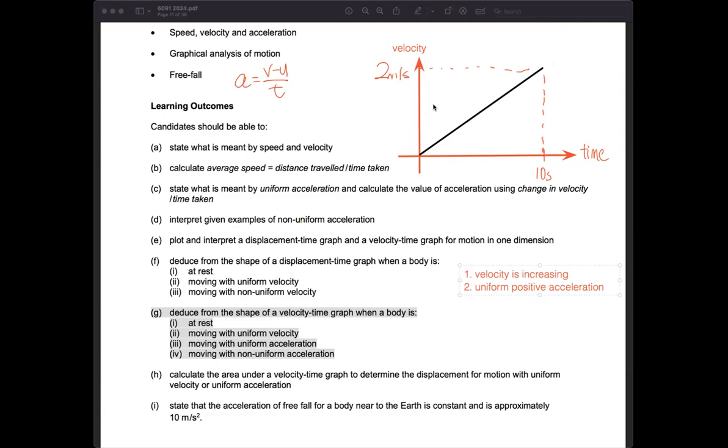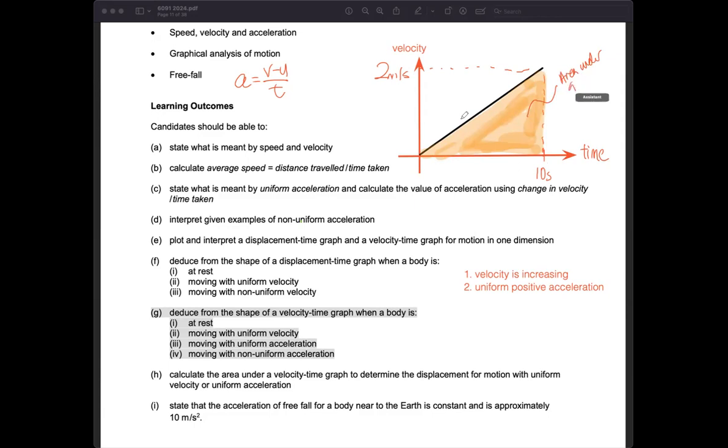Now, to find the displacement, how much we move, all you need to do is to find the area under this graph. Is that clear? So area under the graph is your displacement. So how to find that? It is the area of the triangle. So in this example, your object will have moved 10 meters. Clear?